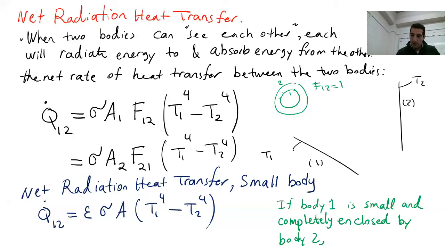So here it says if body 1 is small and completely enclosed by body 2, then F12 is equal to epsilon 1. Really, this is not what we say in the textbook we teach, or that's kind of unique to me as well. But that sounds right. If this is the case, it looks like you can rewrite this into this one. Probably that's a kind of test hint or whatever it is. Now let's do an example on this.